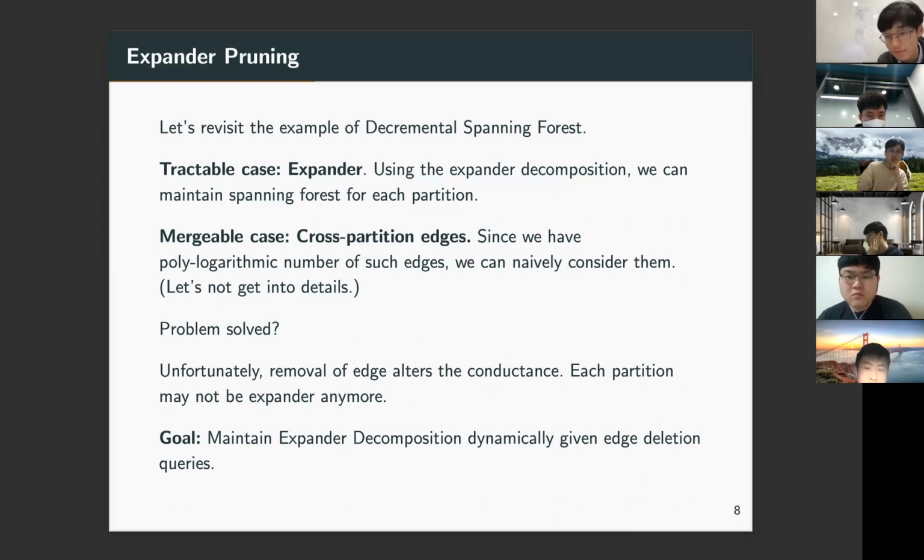So the goal is to maintain the expander decomposition dynamically, given edge deletion queries. So it's the decremental expander decomposition. Why don't we consider fully dynamic expander decomposition? I have a feeling that for many problems that use expander decomposition, it is just decremental. Somebody has a fully dynamic version and just reduces it to a decremental version, because the incremental version is usually quite easy. So that's why decremental usually matters. But that's just my impression. I don't have proofs for this claim.